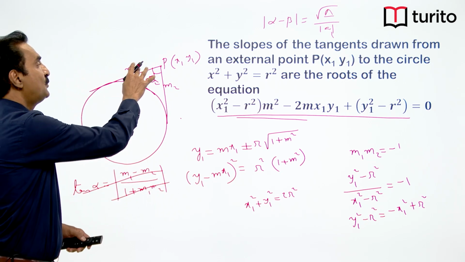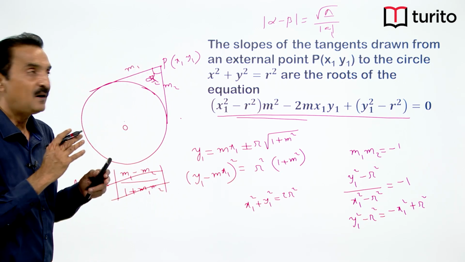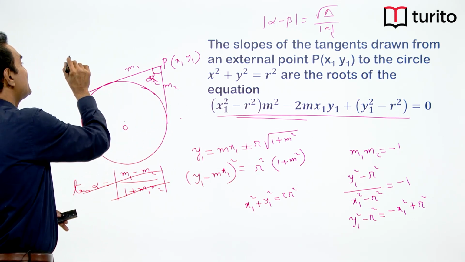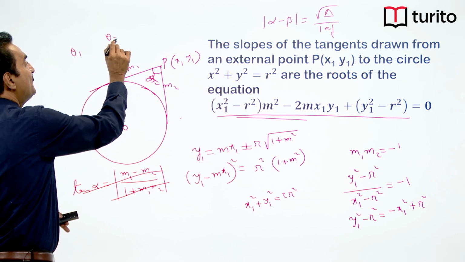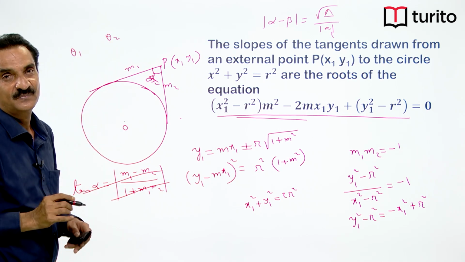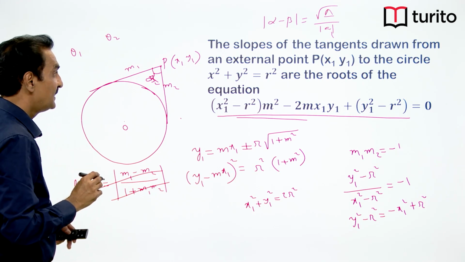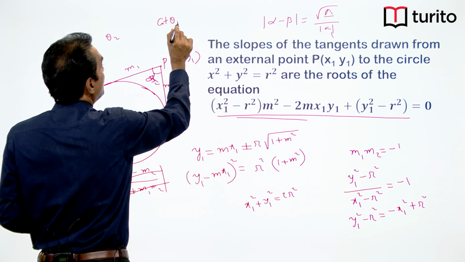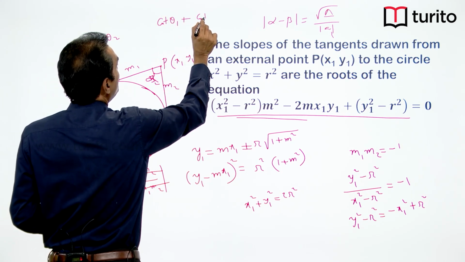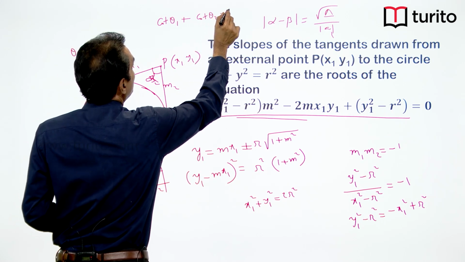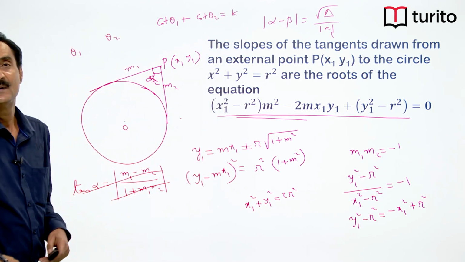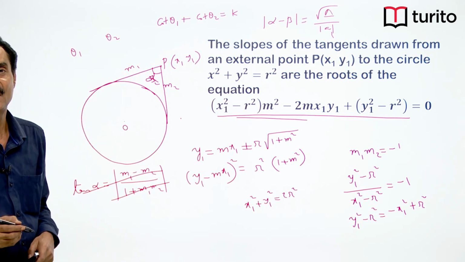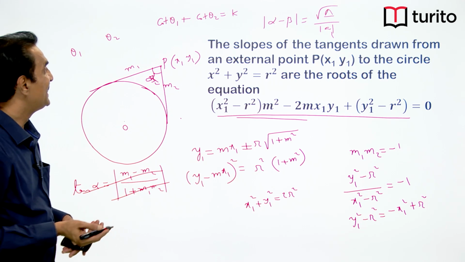Suppose two tangents of a circle x square plus y square is equal to r square make angles theta 1 and theta 2 with the x axis such that cot theta 1 plus cot theta 2 is some constant k. Then find the locus of the point of intersection of those two tangents. Then also the method is the same.